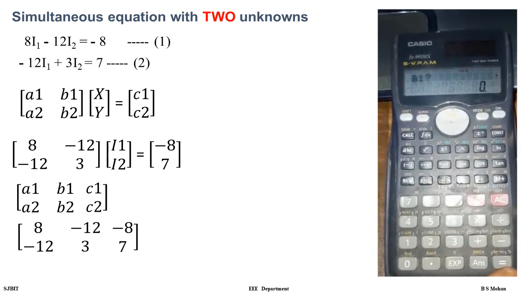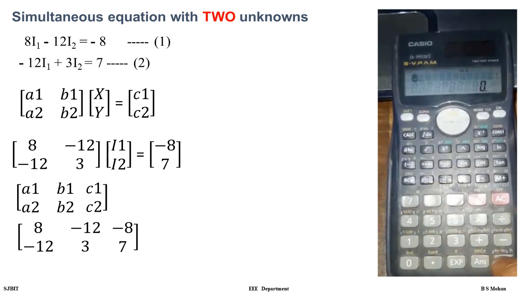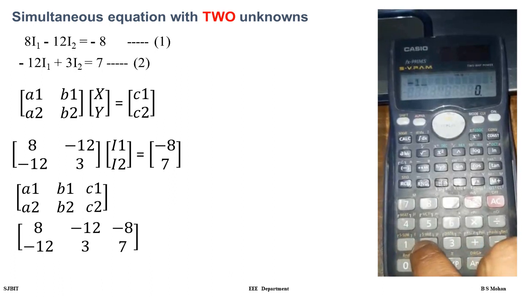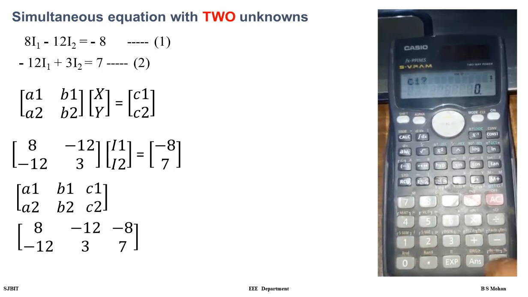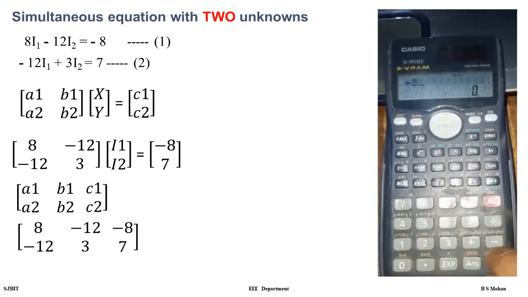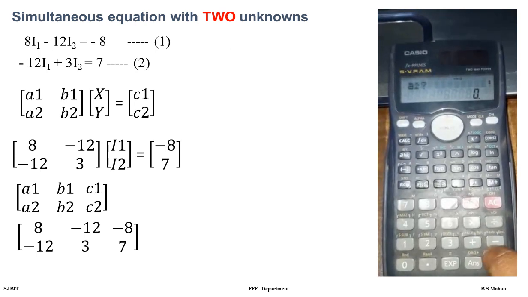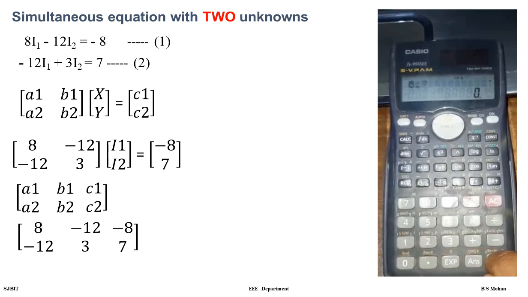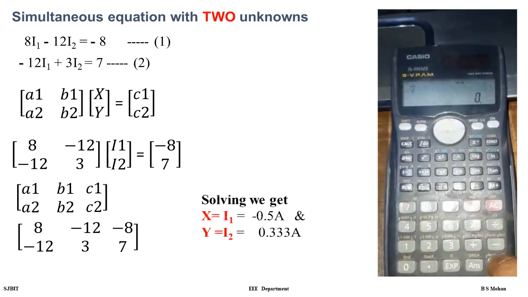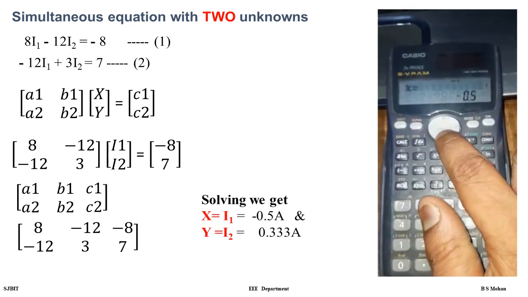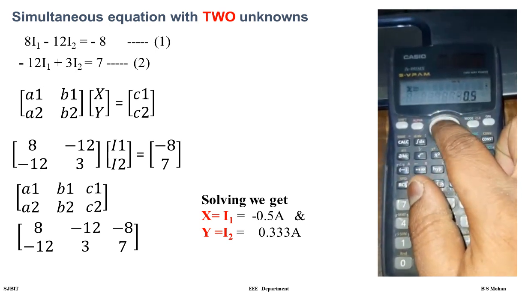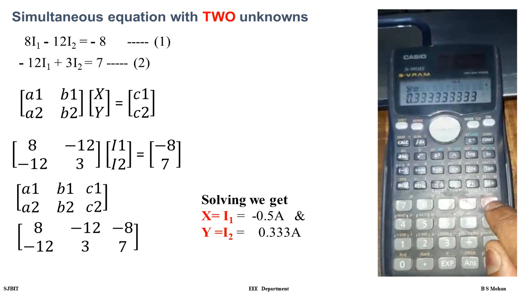So a1 is 8, so press 8 and then the equal button, and then b1 is minus 12, enter minus 12 and then the equal button. Similarly c1 is minus 8, press minus 8 and then equal. In this way you can substitute for a2, b2 and c2, and after doing that you get the answers. What are the answers for x and y, or i1 and i2? Toggle the up and down arrow to get your answers for i1 and i2, or x and y.